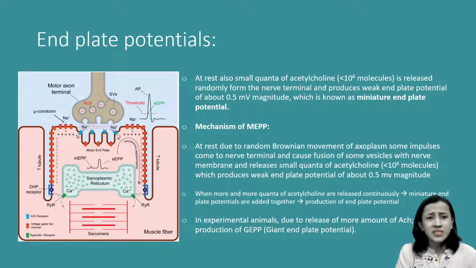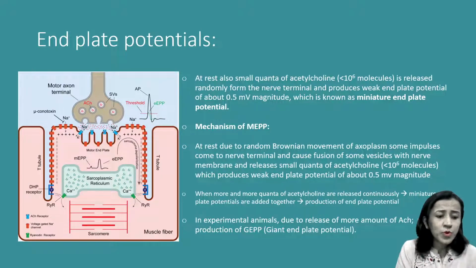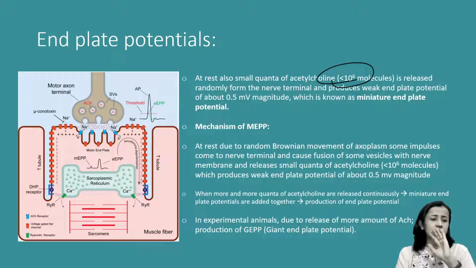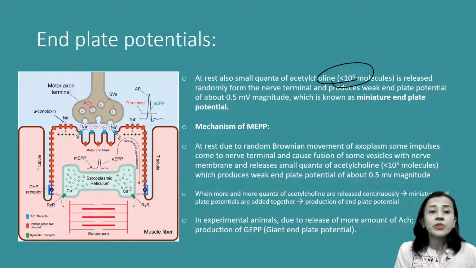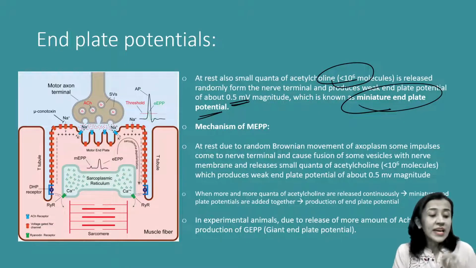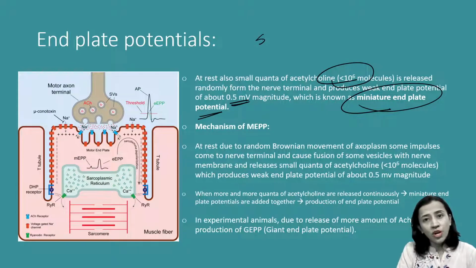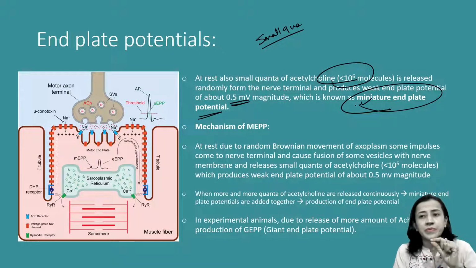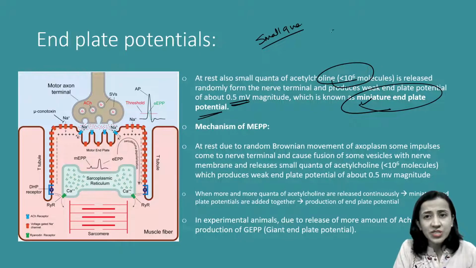So you can see, when a small quantum of acetylcholine is released, less than 10 raised to 6 molecules, there is a slight change in the membrane potential. The membrane potential increases by only 0.5 millivolt. Very important thing, this is known as miniature end plate potential. When a small quantity of acetylcholine is released, a miniature, meaning minimum, end plate potential is developed, and the change is only 0.5 millivolt in magnitude of the potential. Fine.